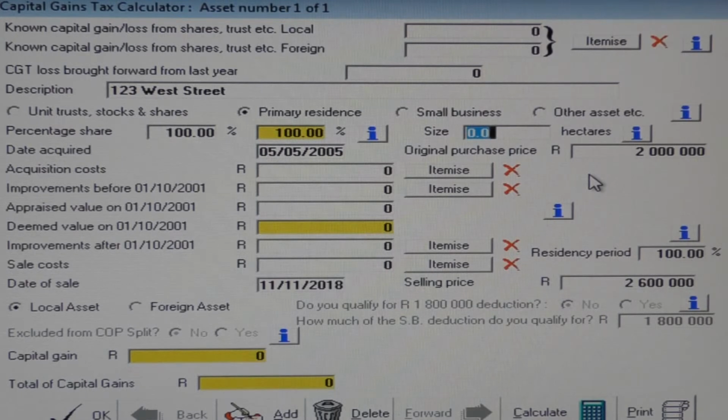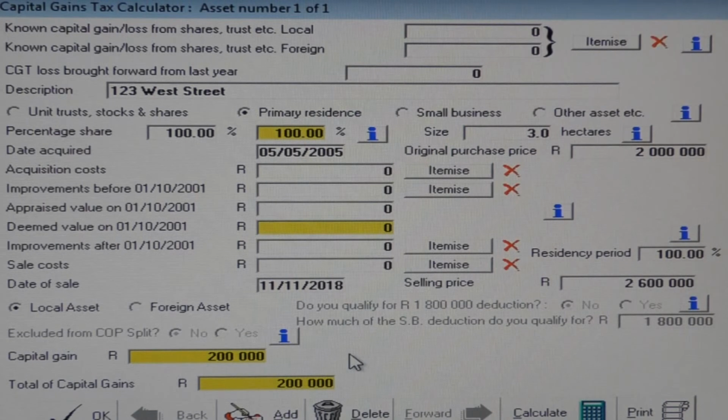I just want to draw your attention to this field here where we can enter the size of the property. I'm going to enter a size of 3 hectares and see what happens to the gain. Suddenly we have a gain of 200,000. Why? Well, the law regarding the 2 million rand exemption on the profit of a primary residence says the 2 million rand primary residence exclusion applies to so much of the property as does not exceed 2 hectares. Because this property was 3 hectares in size, that means 200,000 rand profit per hectare. The 2 million rand exemption applies to the profit on the first and second hectare, but the 200,000 rand profit on the third hectare stands on its own and is liable for capital gains tax.